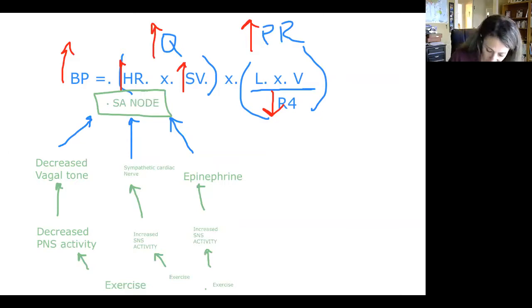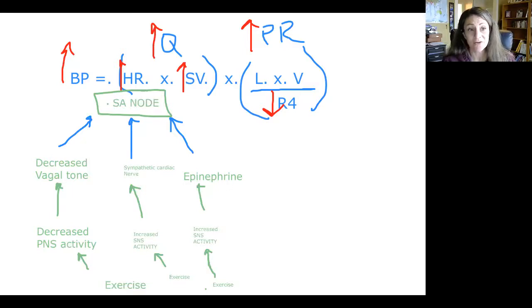Okay, so you start exercising, that increases your sympathetic nervous system activity, which causes the release of epinephrine. That acts on the SA node to cause an increase in heart rate, which causes an increase in cardiac output, which causes an increase in blood pressure. Okay, so none of this is new information. This is extrinsic control of heart rate. These three pathways explain the increases in heart rate during exercise.